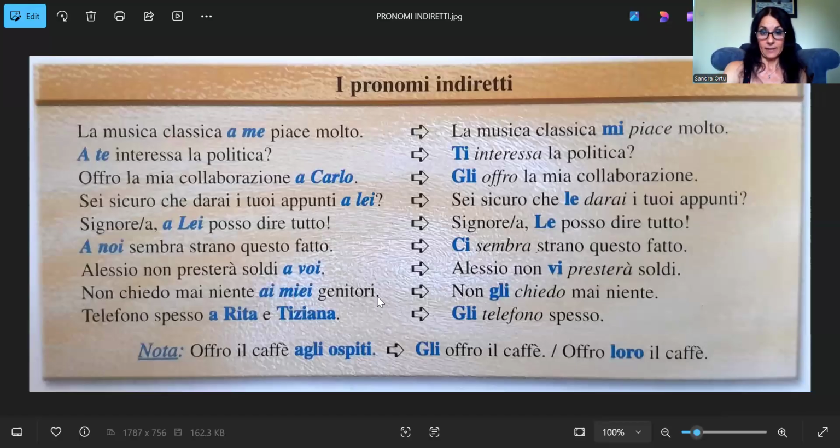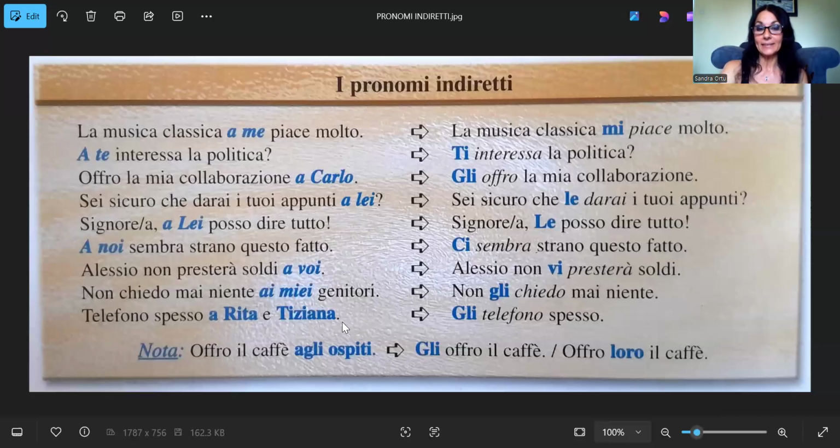Non chiedo mai niente ai miei genitori. I never ask anything from my parents. Non gli chiedo mai niente. I never ask anything to whoever would be my parents. But to my parents in particular, I never ask anything. I never demand anything. This is a little bit more difficult, I have to say.